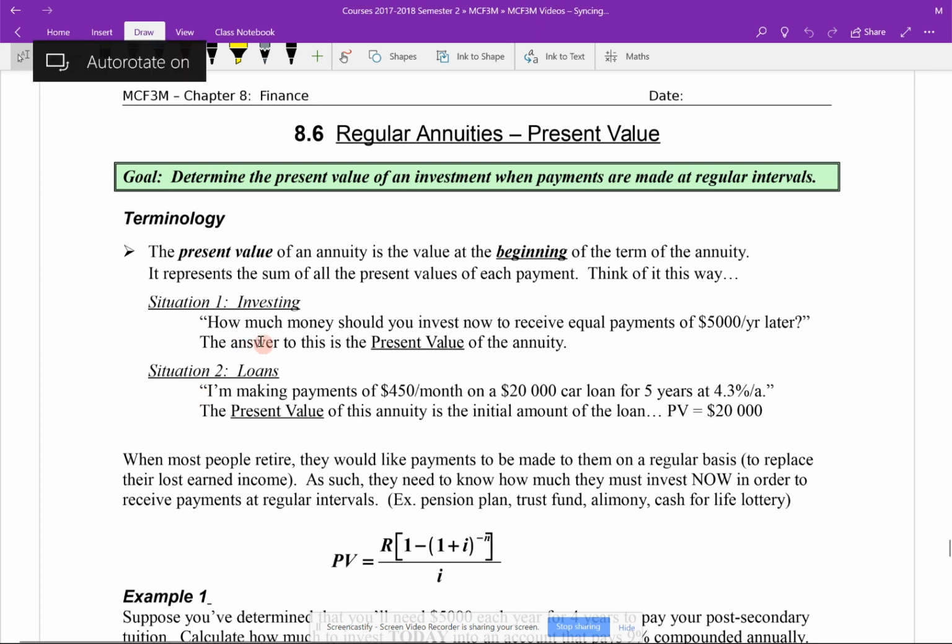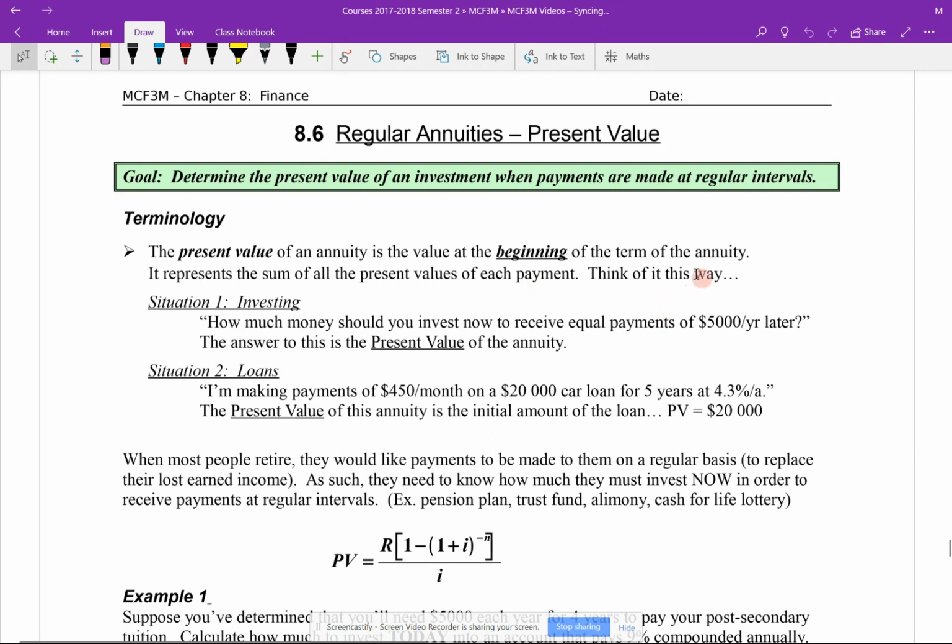8.6, regular annuities. This time, the present value. Okay. So the present value, just like with compound interest, is the amount of money you want to know at the beginning, right? So the present value of an annuity is the value at the beginning of the term of the annuity. So it represents the sum of all the present values of each payment.